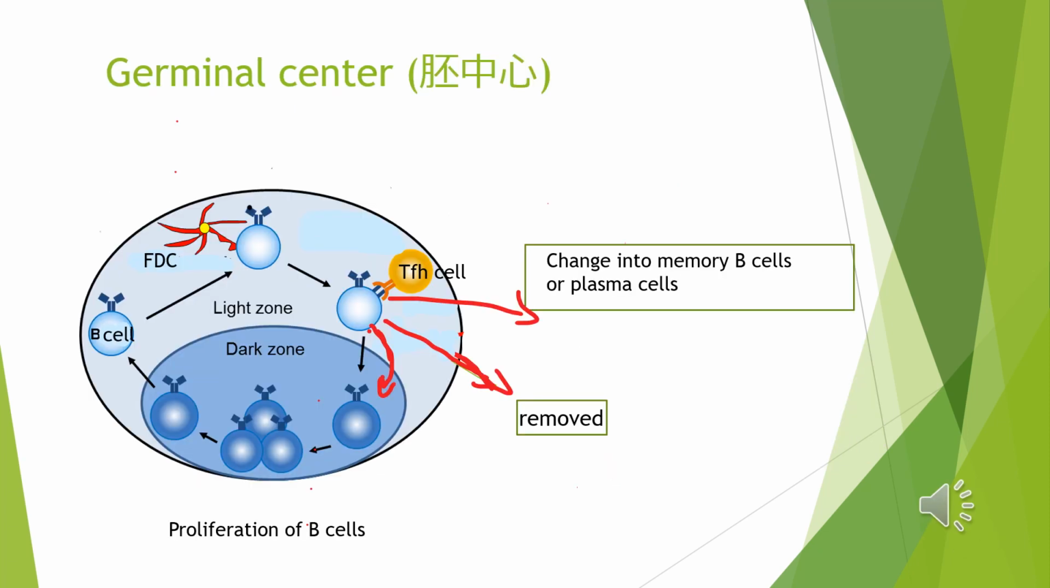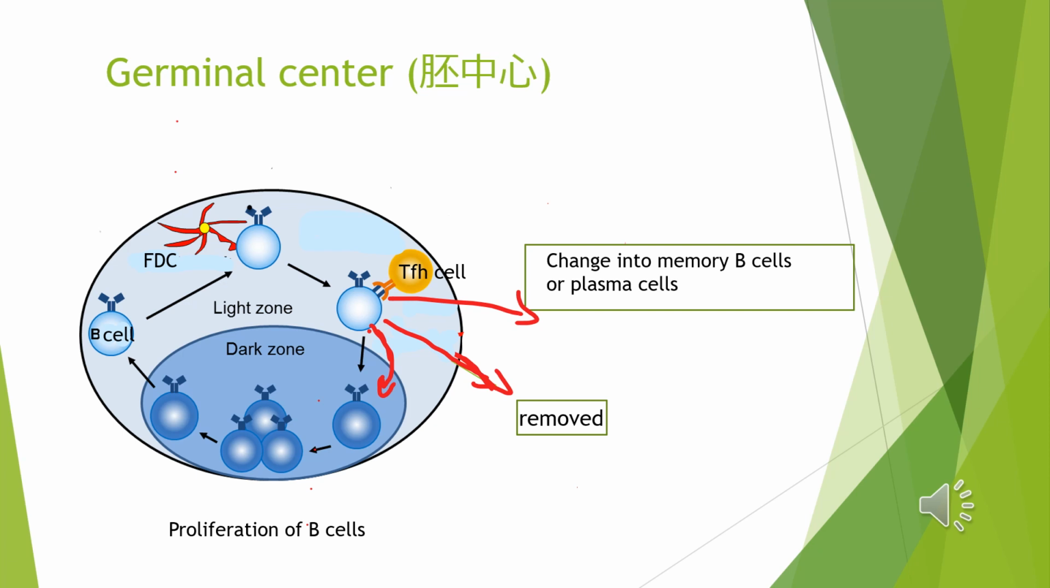Germinal center form after infection or immunization. Mature B cells are activated and undergo proliferation, differentiation, and diversification in there, and this leads to increase of their affinity for the antigen. B cells in the dark zone of the germinal center undergo rapid and mutational cell division.